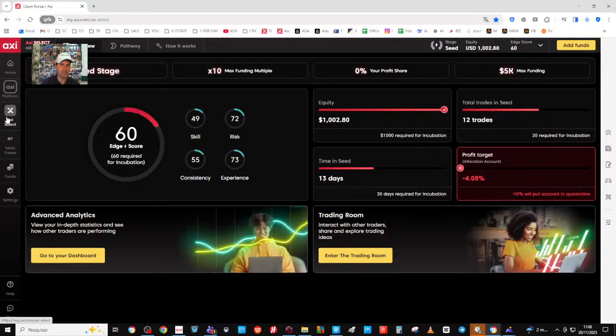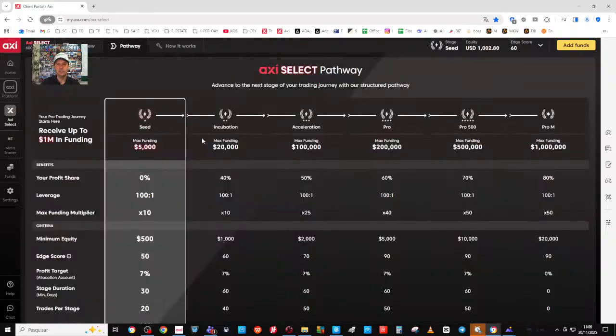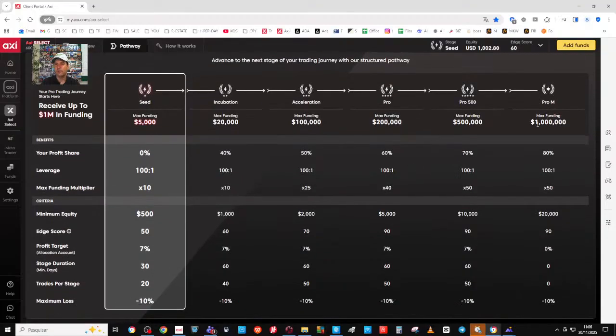Okay, let's go to Axie Select. So Heraldo has 60. Now Heraldo must make only 7%. Heraldo must recover. See everybody here, maximum funding $1 million. Try to open your mind to possibilities that you can buy a car next year with trading. You can buy, maybe not a new house in Dubai, but whatever. But if you can make 10%. Make sense, everybody?